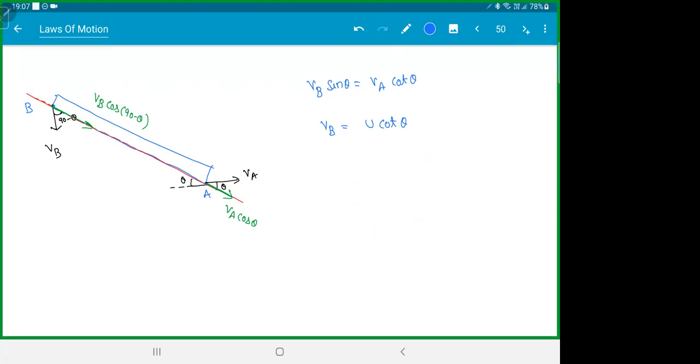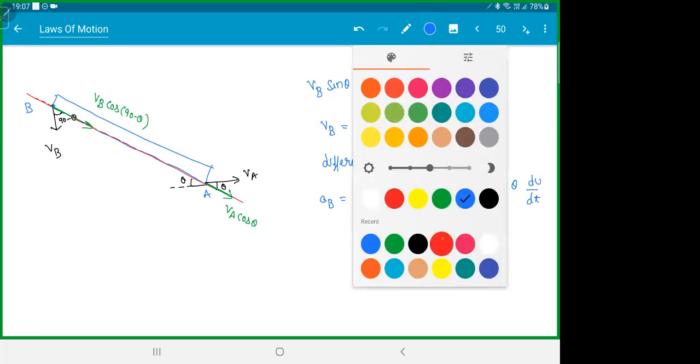We have done last time, remember? Differentiate. And when you differentiate, what happens? Theta is variable. This will become acceleration of B. This will become U, the derivative of cot, minus cosecant square theta, d theta by dt, plus cot theta, du by dt. U is anyway constant, so this term is 0.